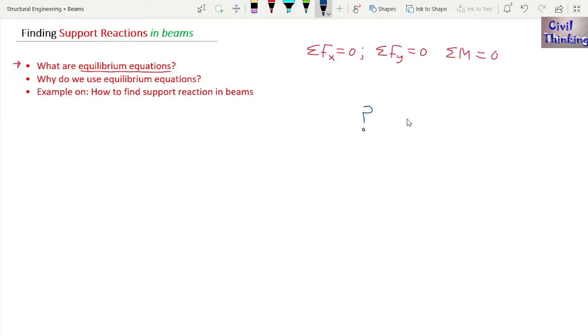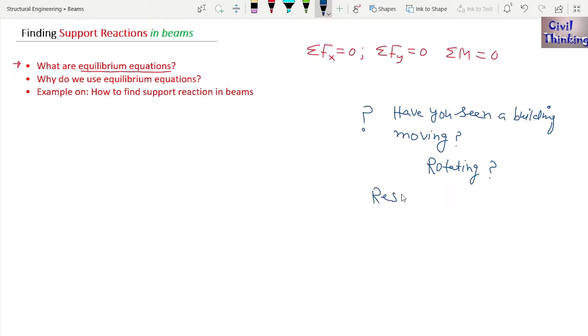So the question is, have you seen a building moving or rotating? When you look around, what do you see? Are the buildings moving like cars? Are they rotating? No, of course not. You see them at rest, right? When you look around at buildings or any civil structures, you see them at rest.